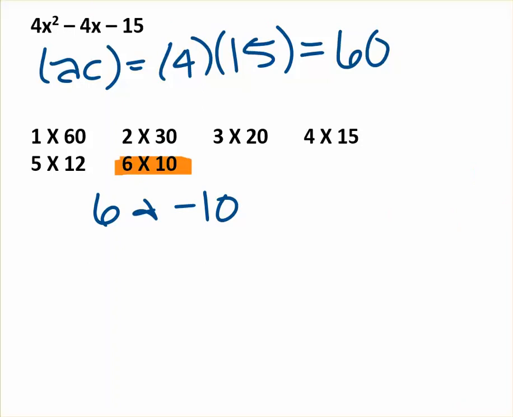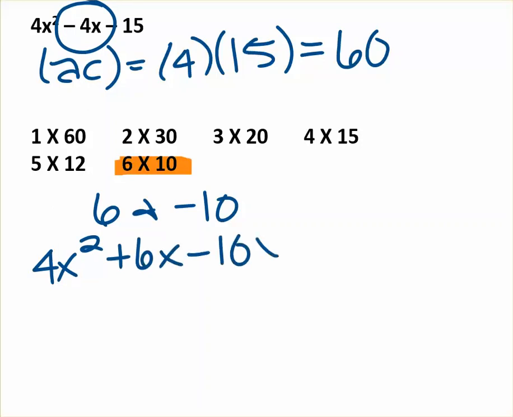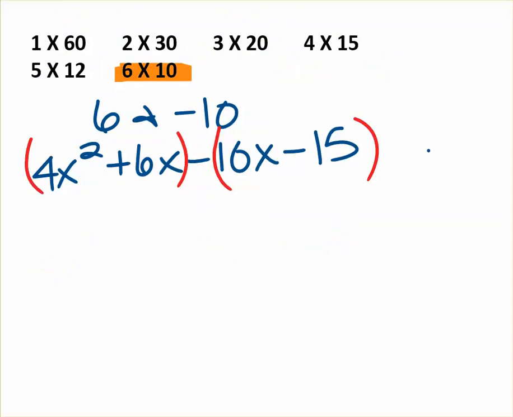And remember, now what we're going to do is rewrite the problem. We're just going to separate our middle term into two things, plus 6 and minus 10. So I am looking for 4x squared plus 6x minus 10x minus 15. Now we factor by grouping. Our first pair, 4x squared plus 6x. Well, my greatest common factor there is 2x. So I'm going to factor a 2x out of both. 2x times 2x plus 3.